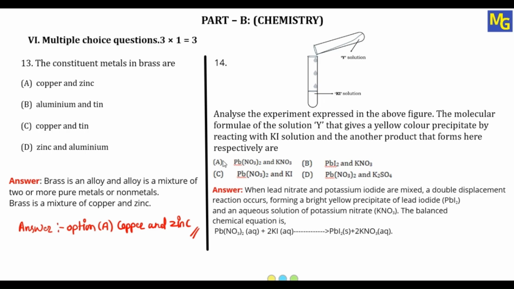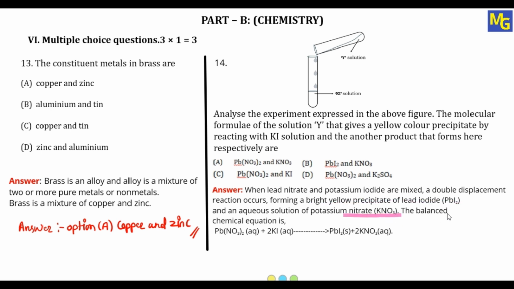So options are Pb(NO3)2 and KNO3, PbI2 and KNO3, Pb(NO3)2 and KI, Pb(NO3)2 and K2SO4. So this is lead nitrate and potassium nitrate, lead iodide and potassium nitrate, lead nitrate and potassium iodide, lead nitrate and potassium sulfate. So the answer is, when lead nitrate and potassium iodide are mixed, double displacement reaction occurs, forming a bright yellow precipitate of lead iodide and an aqueous solution of potassium nitrate.